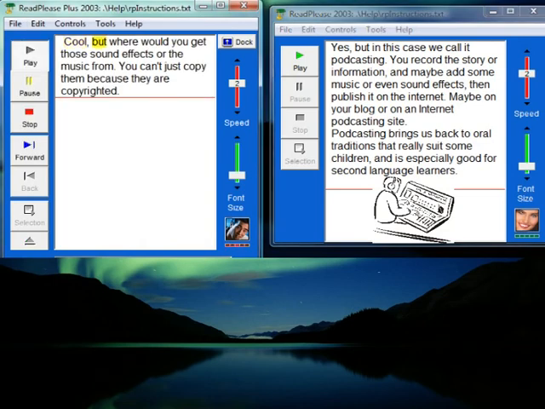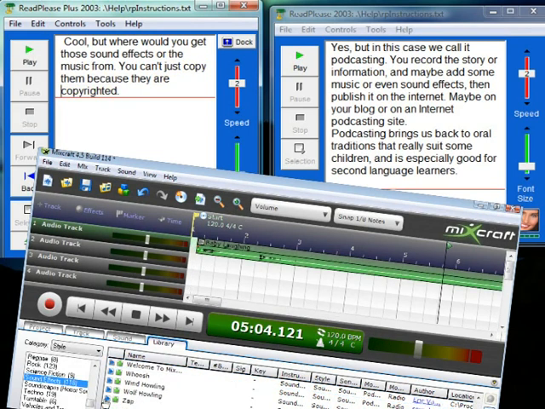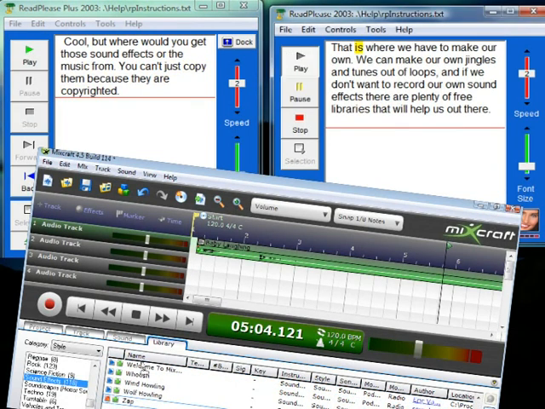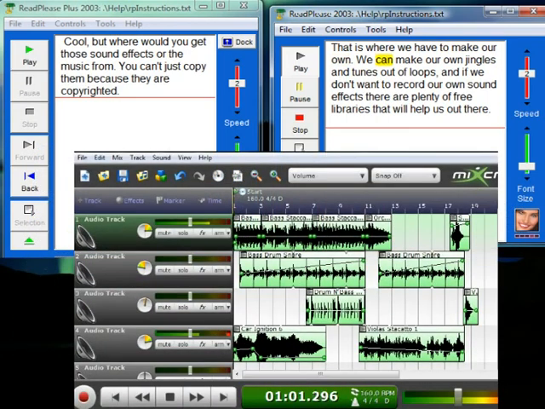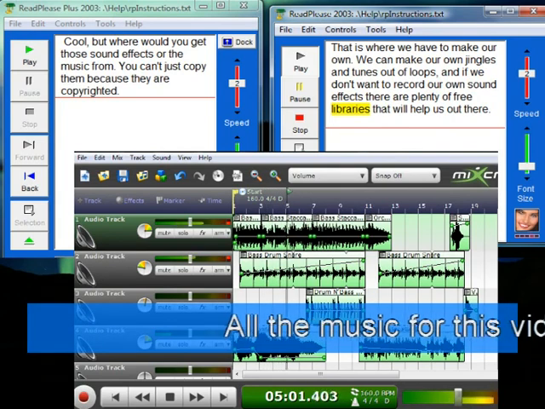Cool, but where would you get those sound effects or the music from? You can't just copy them, because they are copyrighted. That is where we have to make our own. We can make our own jingles and tunes out of loops, and if we don't want to record our own sound effects, there are plenty of free libraries that will help us out there.